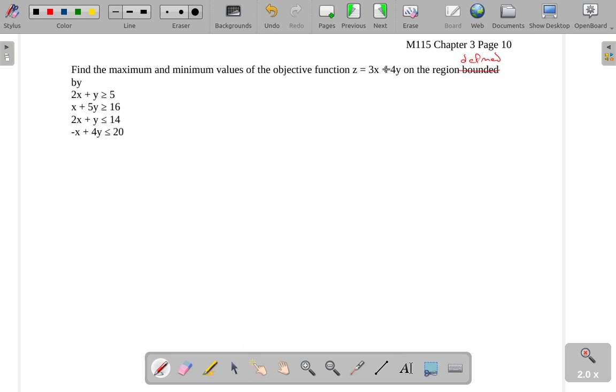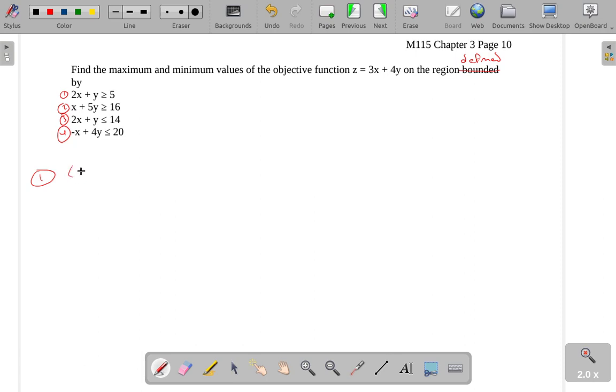We need to decide what is the maximum and minimum value that it can be of this objective function within that region. So the first thing we'd want to do is graph the region to see what we're talking about. I'll call these lines 1, 2, 3, and 4. And the first thing I'll do is figure out some things to graph these. This first line, yeah, sure, why not?